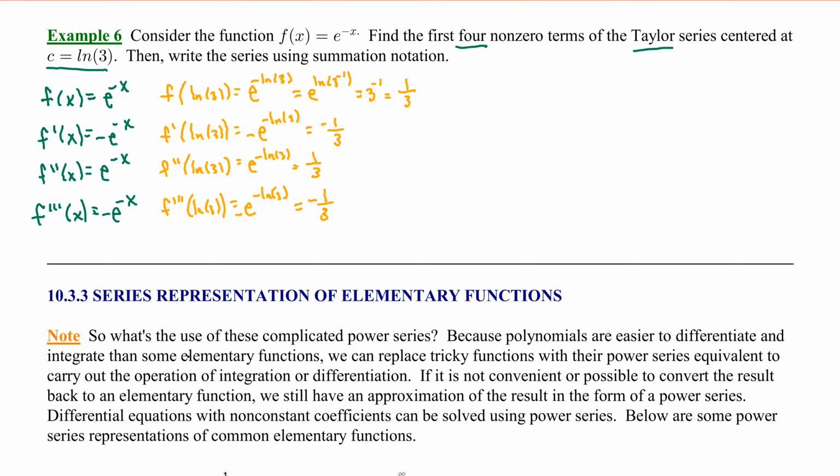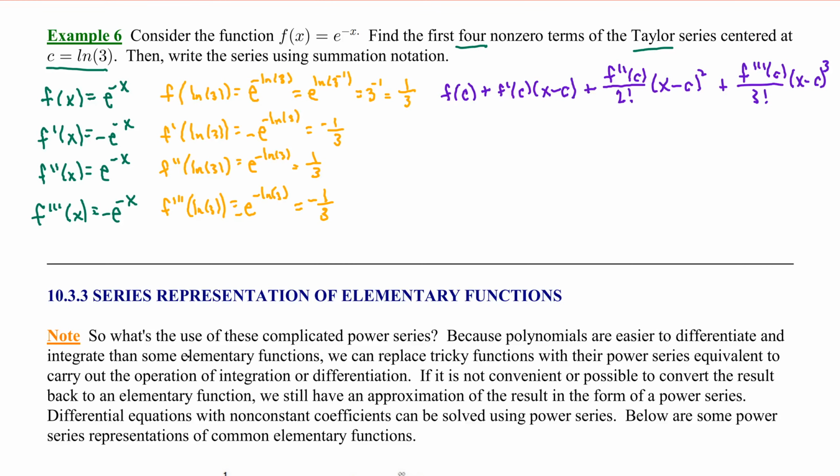All right, we have our coefficients. Let's go ahead and begin developing this Taylor series. Now, according to the formula for the Taylor series, we begin with f of c, then we have f prime of c times x minus c to the first power, f double prime of c divided by 2 factorial times x minus c squared plus f triple prime of c divided by 3 factorial times x minus c cubed. That will give us the first 4 terms.